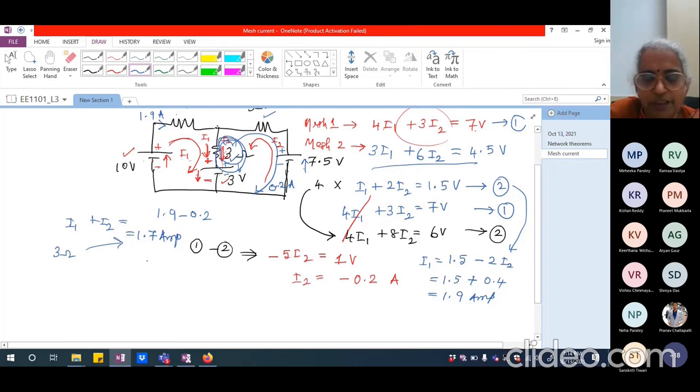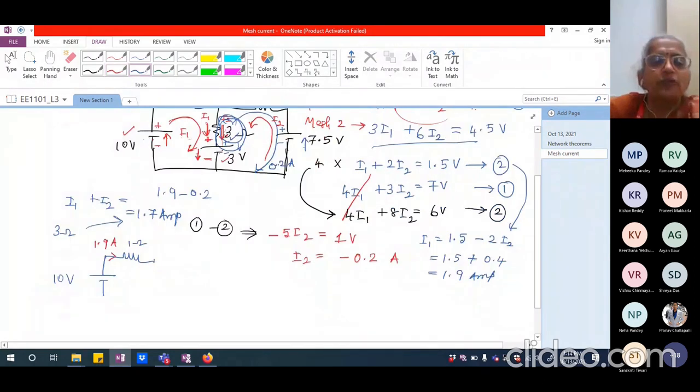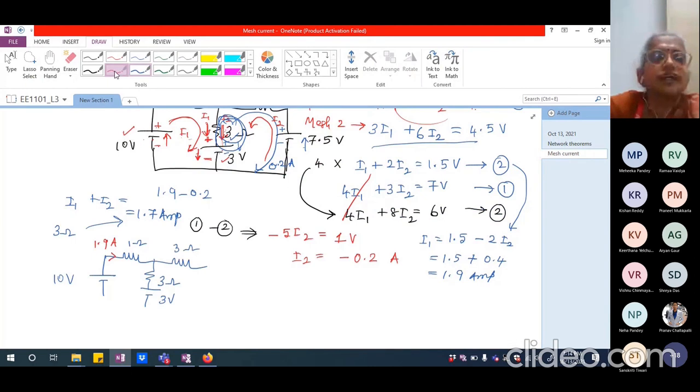What we have done in mesh current analysis method, we have solved for the current through this, which is 1.9, and current through, let me probably draw it clearly. So this is going to be 10 volts. What is the resistance? 1 ohm. So this is 1 ohm and the current that is passing through this is 1.9 ampere in this particular direction. Then I'm going to have one more 3 ohms here. And this is 3 volts. And I'm having one more 3 ohms here. And we said this current is going to be 1.7 ampere. Just now we calculated.